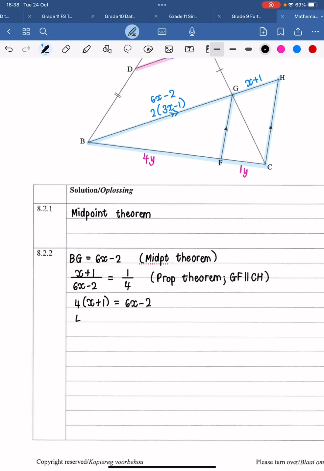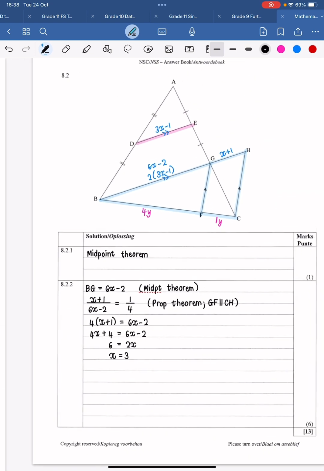Now I'm going to multiply the 4 into the bracket here. So 4x plus 4 is equal to 6x minus 2. I'm going to move the 4x over to this side and the minus 2 over to that side. I'm going to have 6 equal to 2x. So that means that when I divide 6 by 2, x is going to be equal to 3. Sorry, I'm not sure what's up with this pencil.